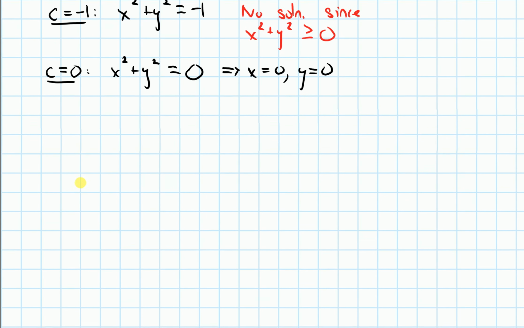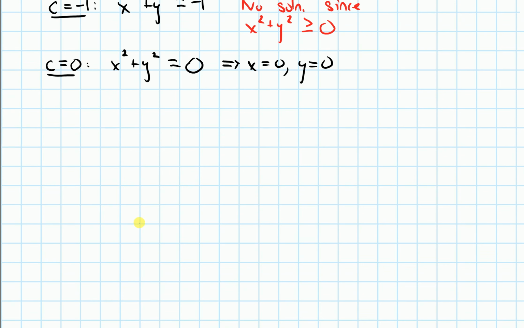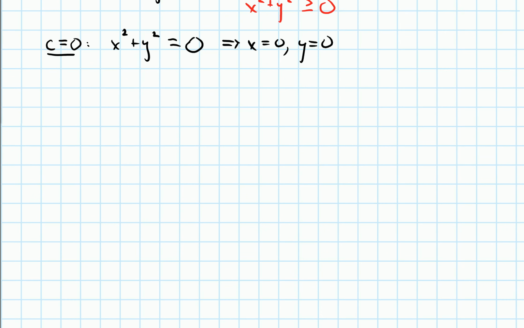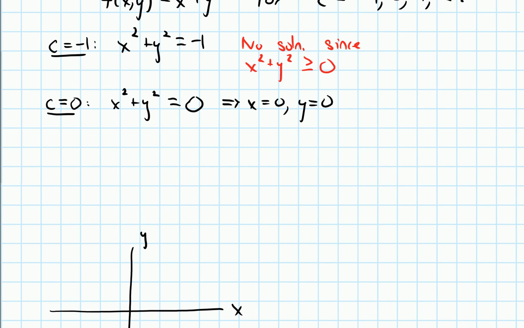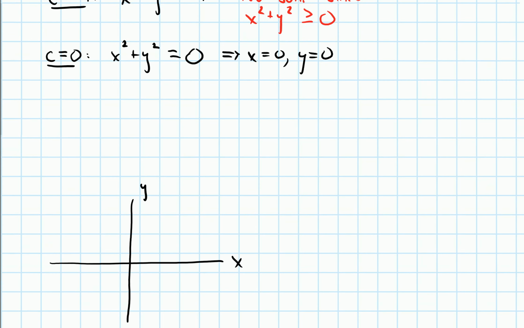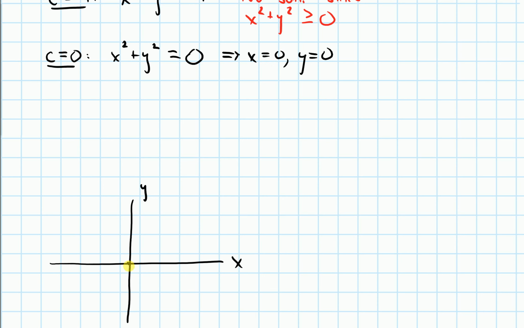Okay, so I'm going to start to draw a graph of these. A y-axis and an x-axis. So when c equals -1, there's nothing to draw because my equation has no solution. When c equals 0, there is something to draw. I get x equals 0, y equals 0. So that is a point right at the origin. That's my level curve when c equals 0. It's actually just a single point.